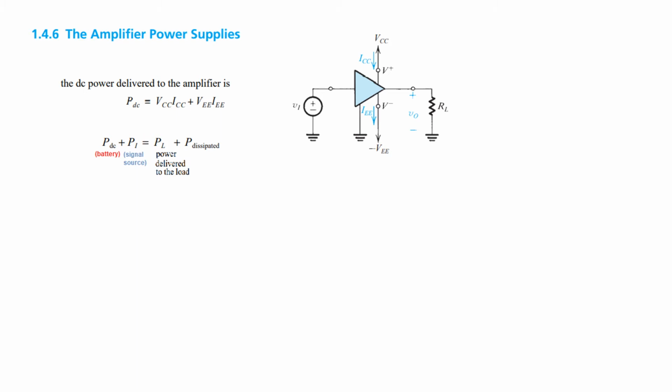A couple more terms. You can see the power supplied by the battery and the power supplied by the signal source, if it is also supplying some power, then the sum of these two will be the power dissipated in the load and power dissipated in the circuit. So we call it PL, or power delivered to the load, plus P dissipated in the circuit. So this is important. Then there is another term called efficiency, and I'm sure you know efficiency is output over input. So in case of this circuit, it is the output power, PL, load power, divided by the power supplied by the battery, that is PDC. This is called the efficiency of the circuit.